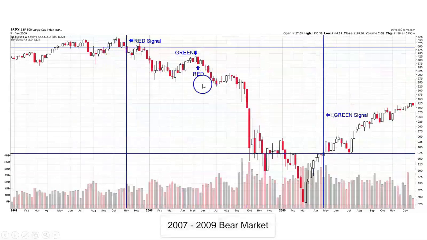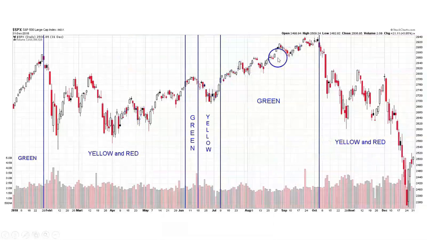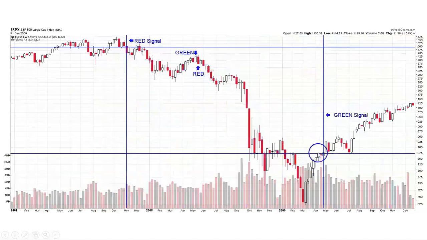The worst risk-reward ratio signal for equity investors is when the signal is red, and what you're going to find is that bear markets and the worst downturns in the stock market happen when the signal is red, like during the 07 through 09 bear market, as we see here. So again, the best risk-reward ratio signal for equity investors is when the signal is green, and the worst risk-reward signal for equity investors is when the signal is red.